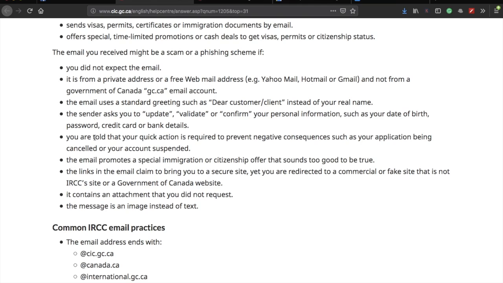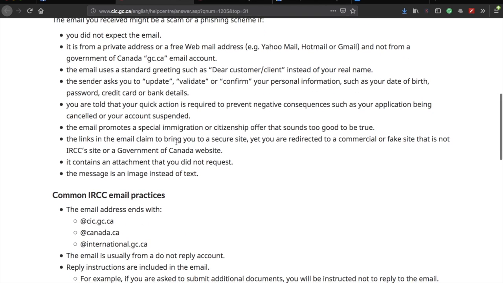information like this. The other point which you should notice, that if you are told that your quick action is required to prevent negative consequences such as your application being cancelled or your account suspended, that email or the letter should go in the zone of suspicion. If the email promotes a special immigration or citizenship offer that sounds too good to be true. So this is something which we found over here.